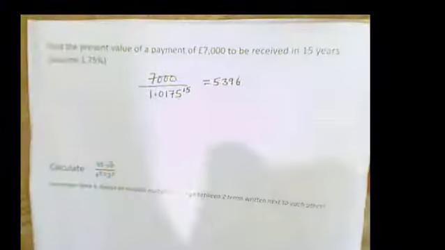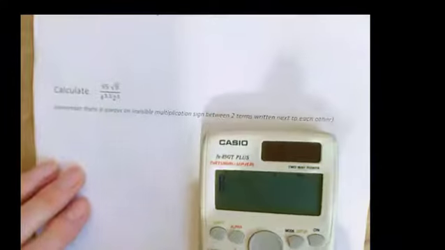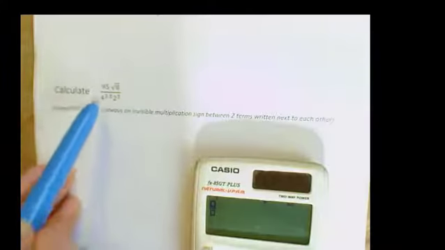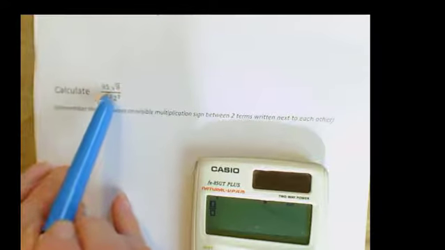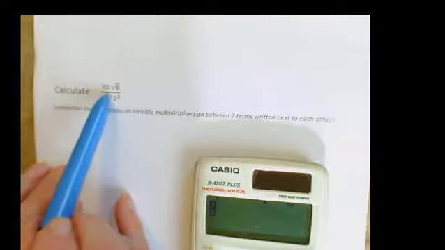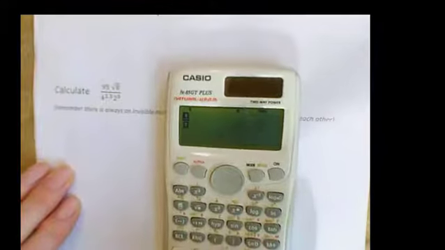And then let's have a look at this one. This is a better example of how this button really works. I've just put a reminder in there. Remember, there's always an invisible multiplication between these terms. Anytime in algebra there are 2 things written together, they're always multiplied together. So just a little reminder there.